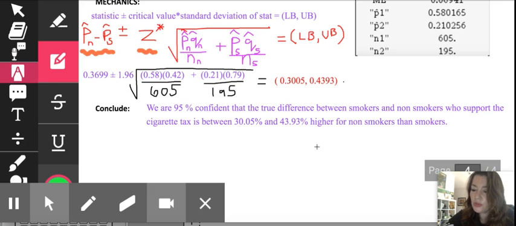Now, if you were to do this in reverse, then you would still have the same results. If you would enter the sample of smokers first, you would get a negative result, and therefore you would say that it is 30.05% and 43.93% lower for smokers than non-smokers. That would be the only difference in the interpretation.